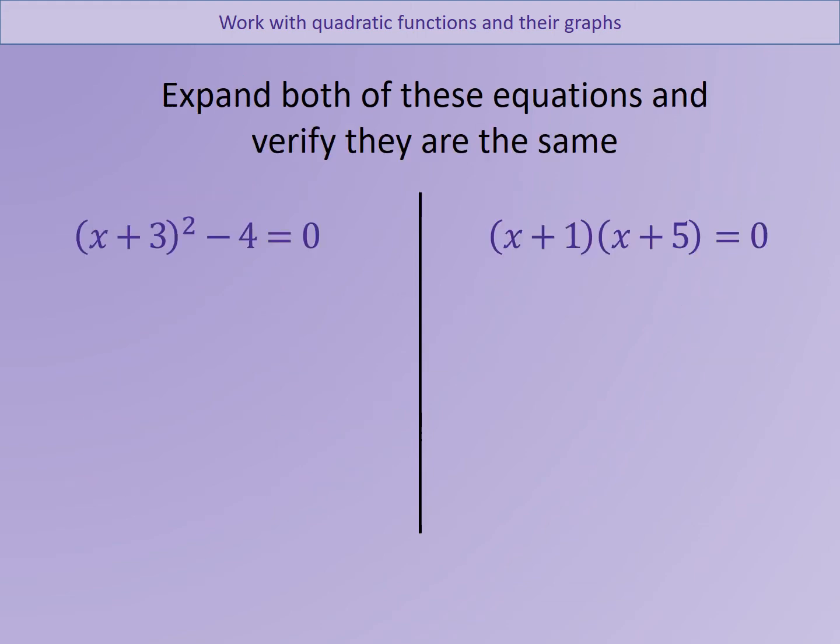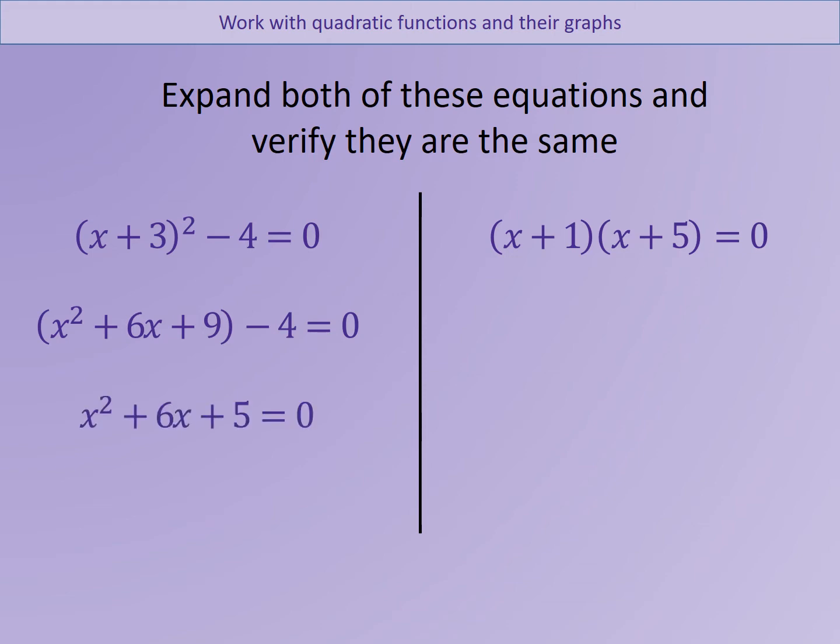So here are those two equations again. They're exactly the same as they were on the previous slide, and the way that we can also prove that they're the same is we can expand the brackets and see what we get. In the first one, if I expand (x + 3) all squared, I end up with x squared + 6x + 9, take away 4 equals 0, and if I then simplify by collecting like terms, I end up with this equation here.